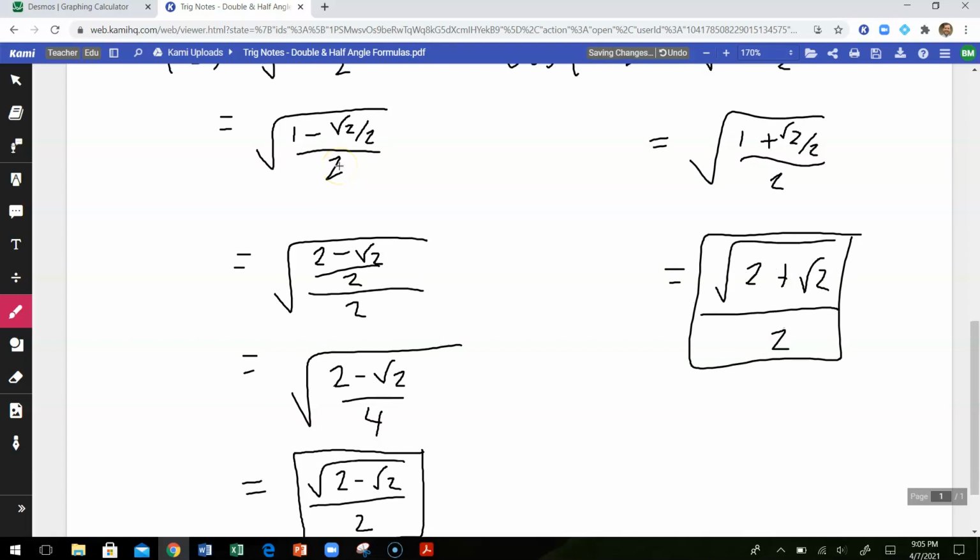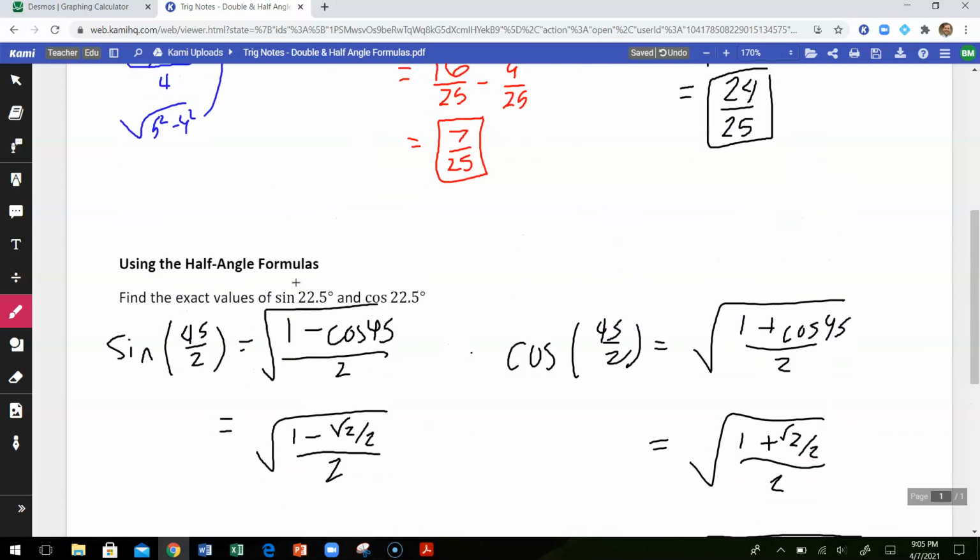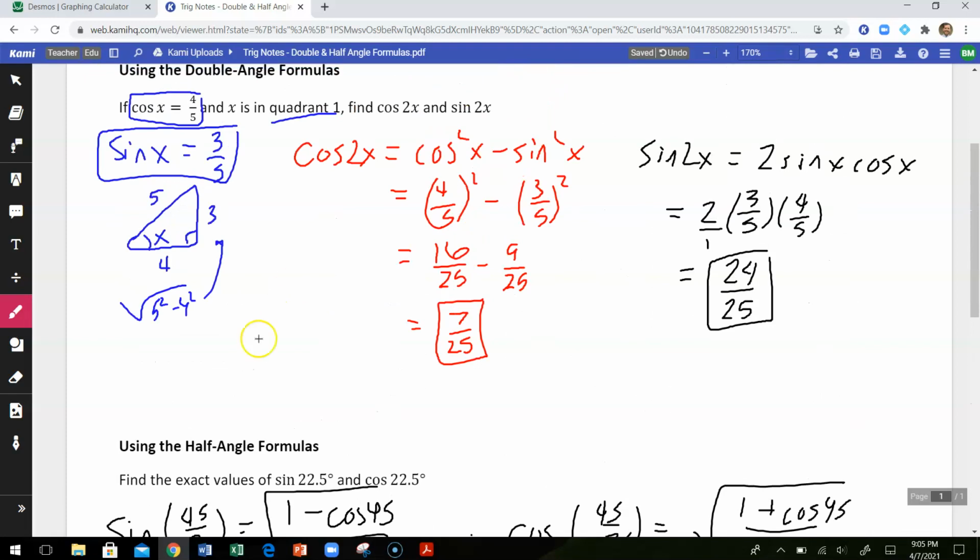Okay, so that is how to use the double angle and half angle formulas.